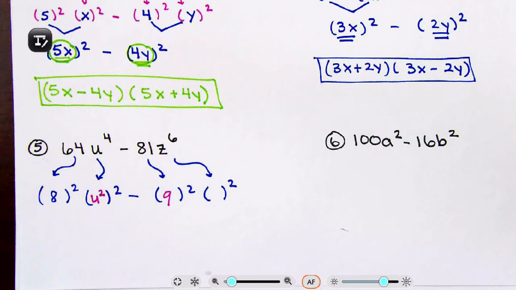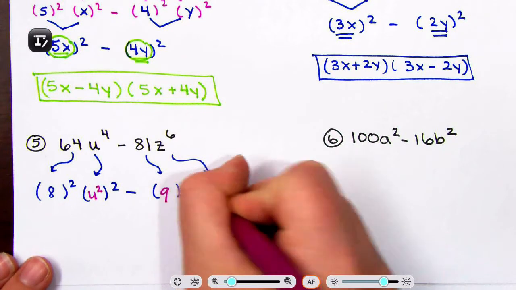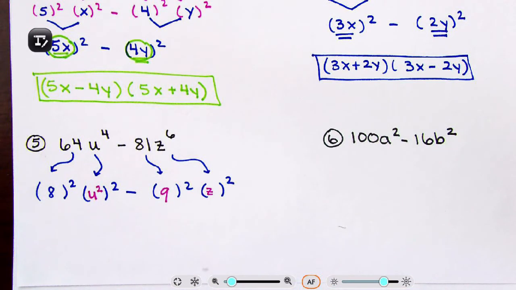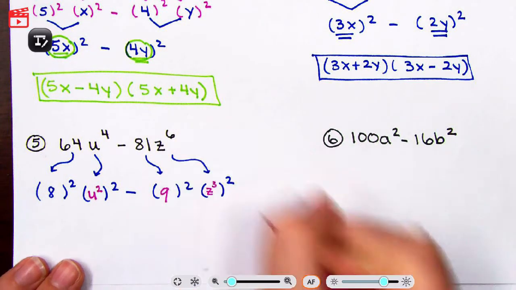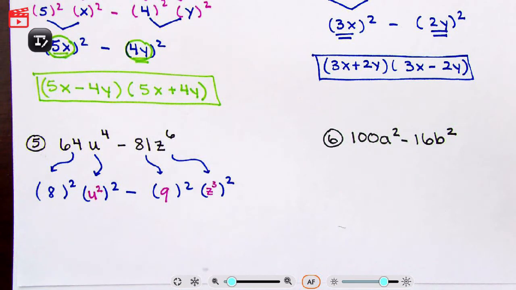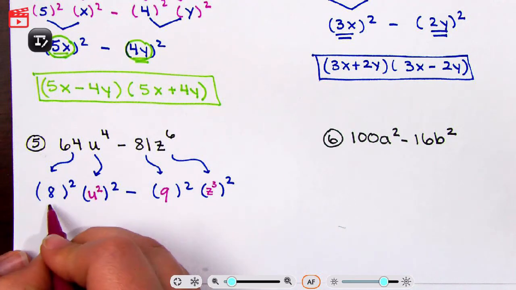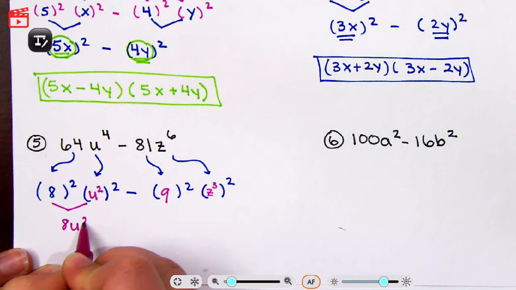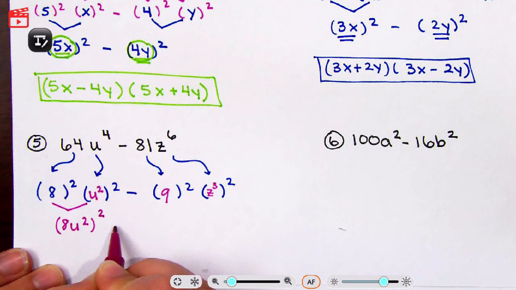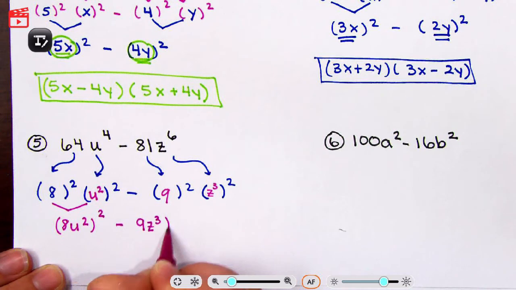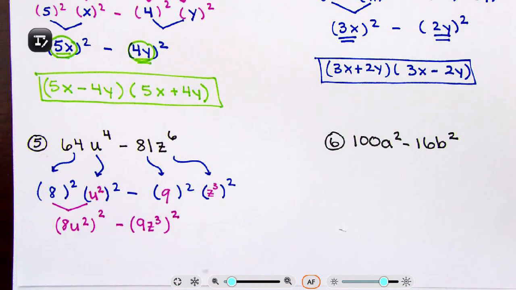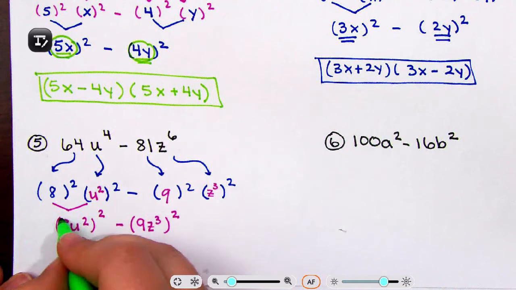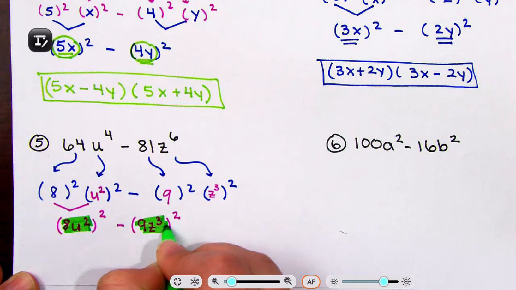What about this one with the z? z to what power squared gives you 6? Well, z to the third power times z to the third power gives you z to the sixth power. So then inside our bubbles here we have 8u squared minus 9z cubed squared. Now notice on this example, you do have exponents inside of your parentheses. So here's your a, here's your b, and that's okay.